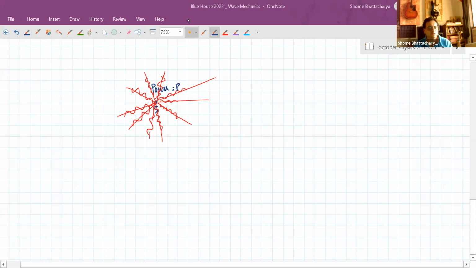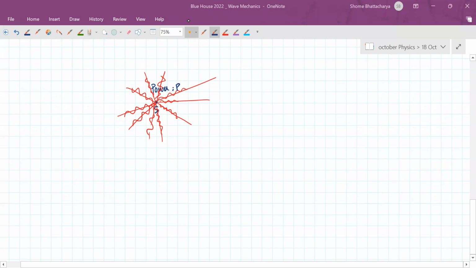Because if you pluck a string or use some kind of wind instrument to create harmonic waves, what will happen is always, along with the fundamental frequency, there will be the overtones also which are present. That is the harmonic frequencies. So you will not get a pure tone. You'll get a pure pitch, but not a pure tone.